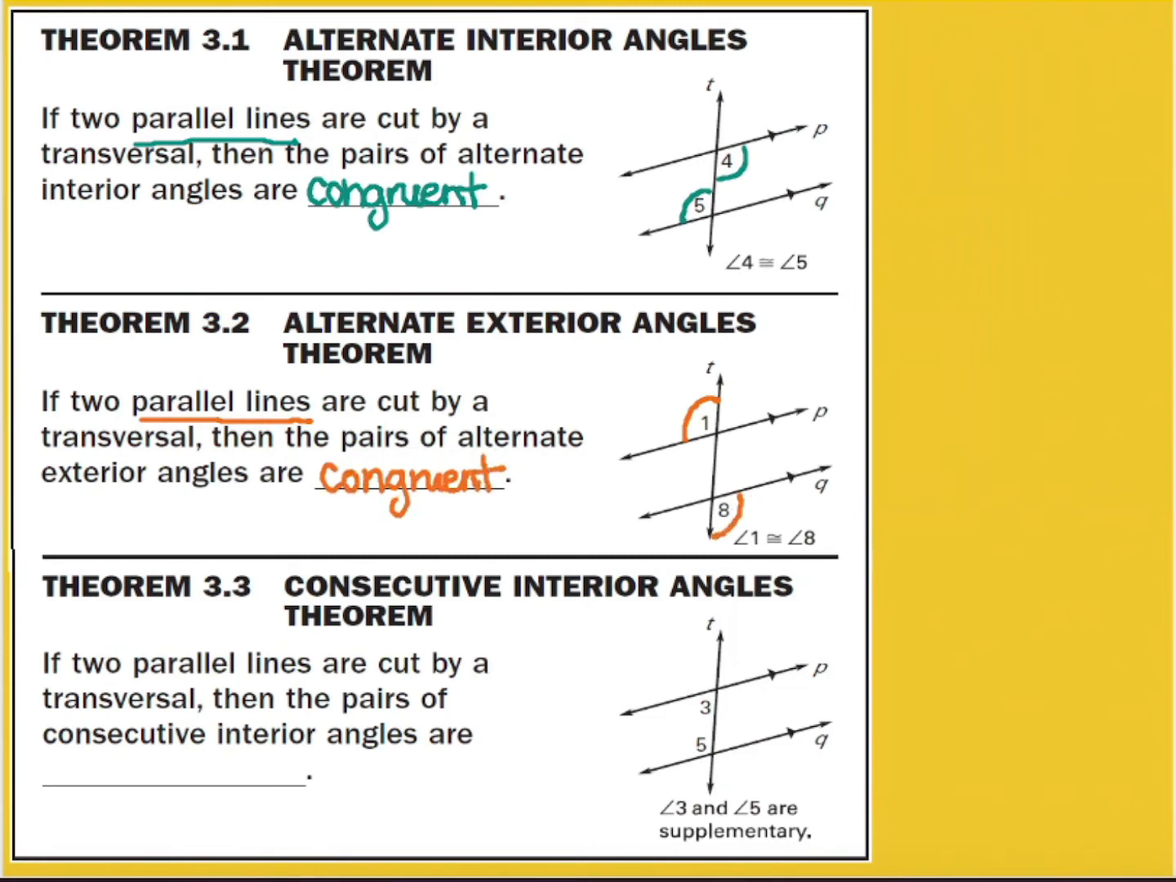And this last one is just a little bit different, so pay attention. Consecutive interior angles theorem. If two lines are parallel and cut by a transversal, then the pairs of consecutive interior angles, remember sometimes we call those same side interiors, well, this time those are not congruent. If you look at that, doesn't angle 3 look acute and angle 5 looks obtuse? So the punchline here is that angle 3 and angle 5 are supplementary. Consecutive interior angles are supplementary.